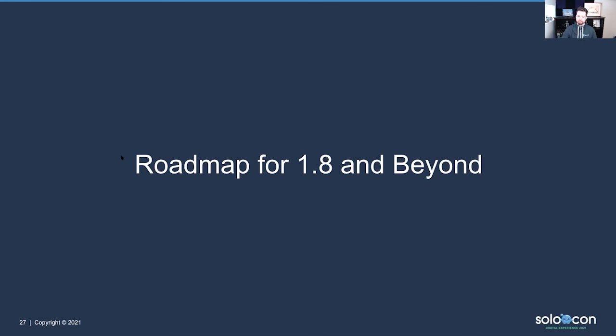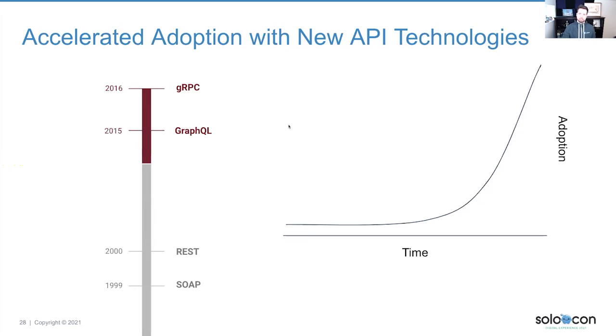And I just want to leave a few minutes for questions at the very least. So let's cover the roadmap for 1.8 and beyond. First, I wanted to talk about how there's a lot of excitement about new API types that have been released in the past 5 to 6 years.